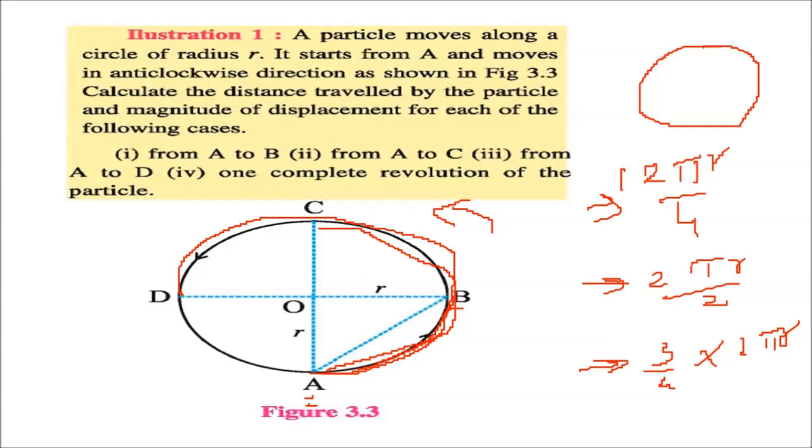Yes, this is 1 by 4th of 2 pi r, so this is 3 by 4. And how about this? If it starts from A and comes back to A, what is the distance? This is the complete 2 pi r. So these are the distances.